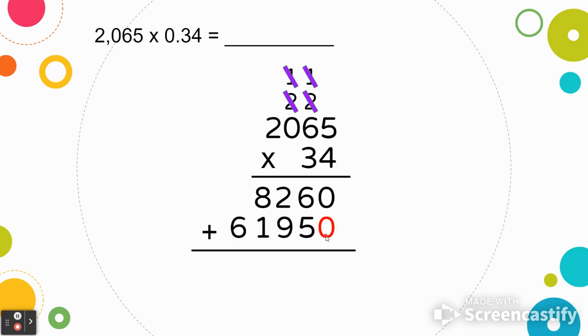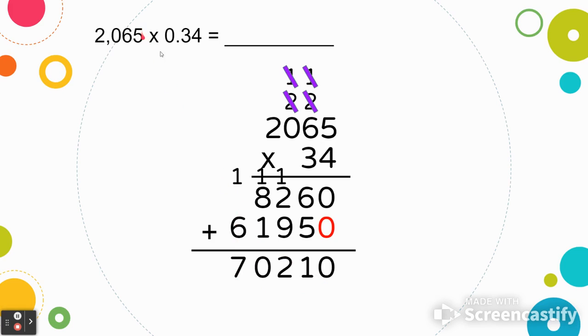Let's add these products together. 0 plus 0 is 0. 6 plus 5 is 11. We'll place a 1 down here in the tens place, regroup the 1 to the hundreds place. 1 plus 2 is 3, plus 9 is 12. Put a 2 down here in the hundreds, regroup the 1 to the thousands. 1 plus 8 is 9, plus 1 is 10, so place a 0 down here in the thousands place, regroup the 1 on top of the 10,000s place. 1 plus 6 is 7, so we have 70,210, but don't forget the decimal.